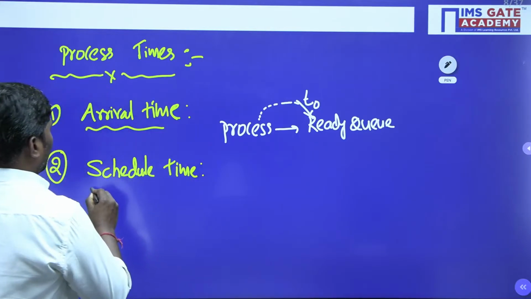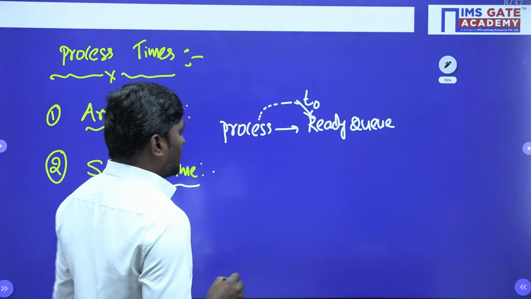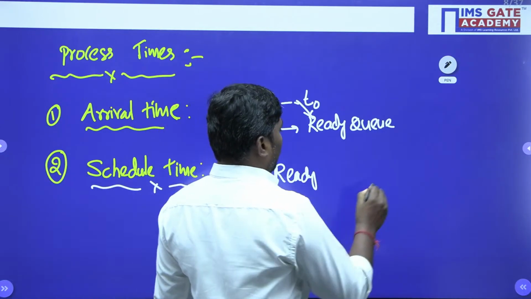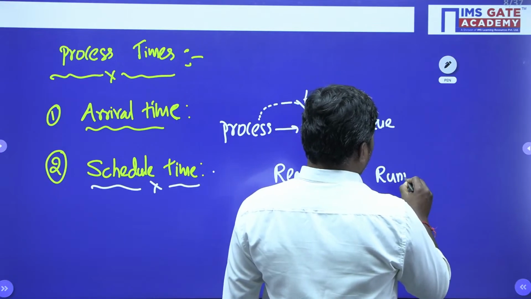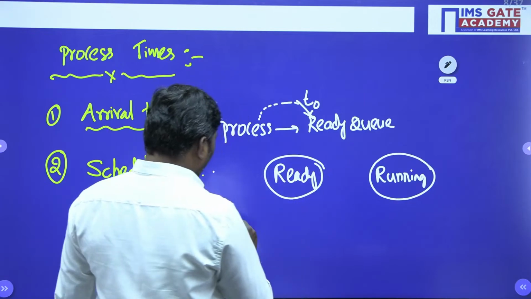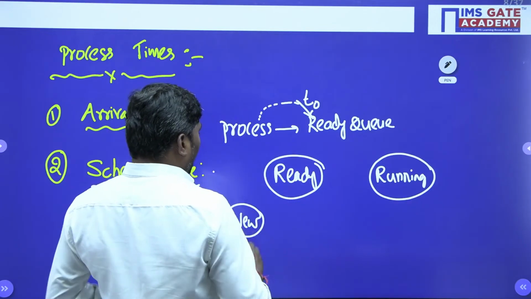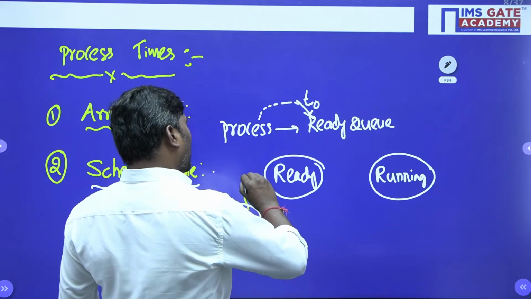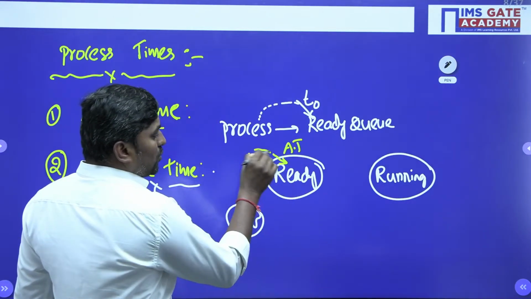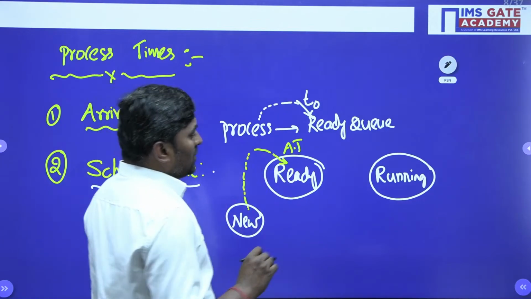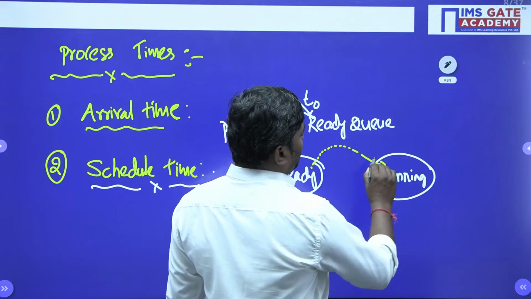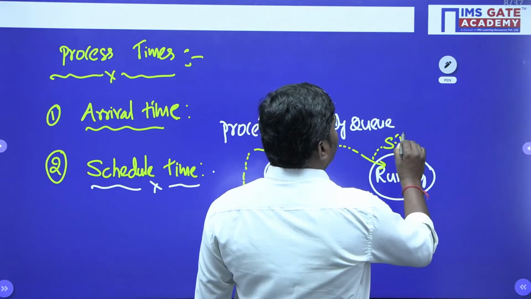Please observe, schedule time. Here is a ready queue, here is a running state. Now here is a new state, and the process is loaded into this state. The time at which the process is loaded into this state is the arrival time. The time at which the process is scheduled for execution is what ST means, schedule time.